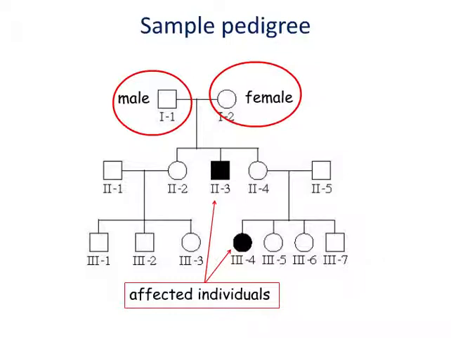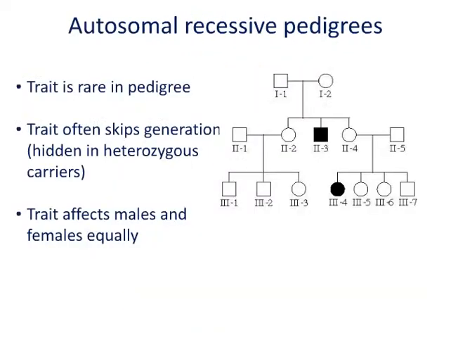Pedigree analysis is an important tool for studying inherited diseases. Pedigree analysis uses family trees and information about affected individuals to figure out the genetic basis of the disease from its inheritance pattern, and to predict the risk of disease in future offspring in a family.